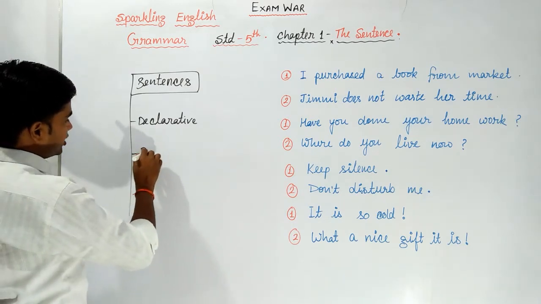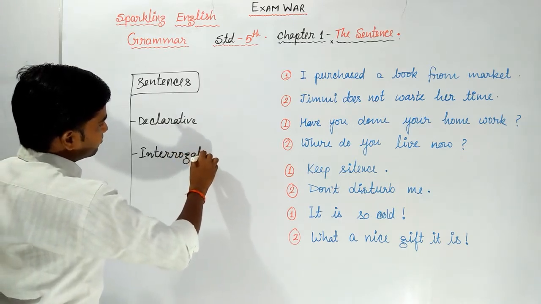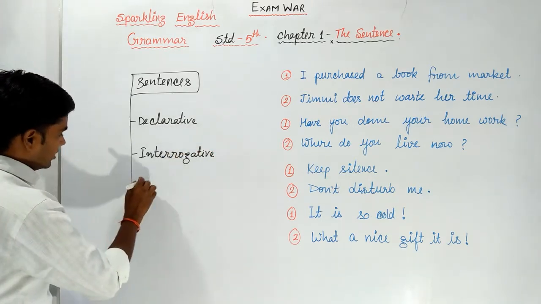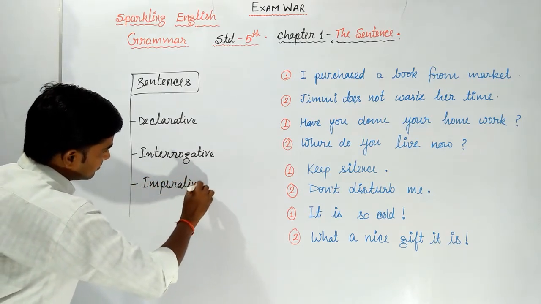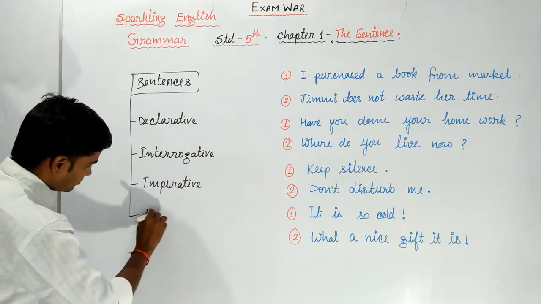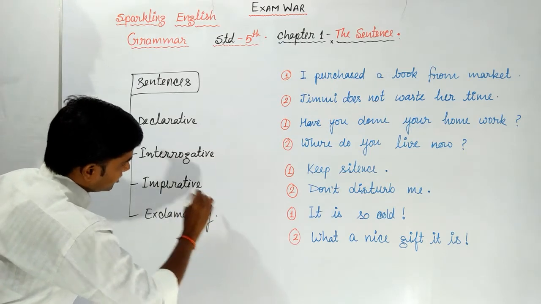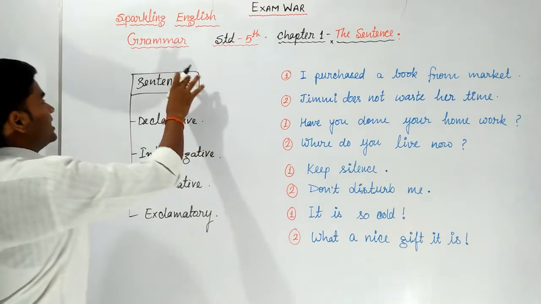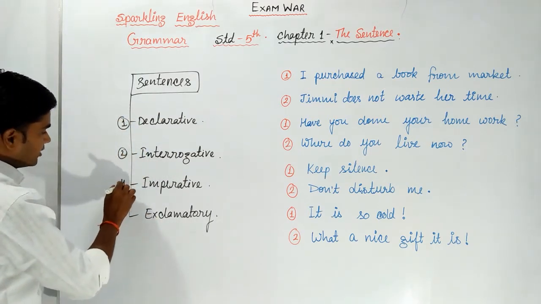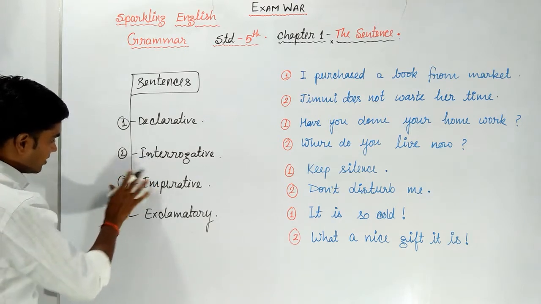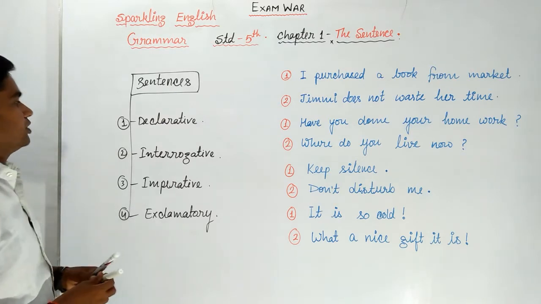Second one, interrogative sentences. Third one, imperative sentences. Fourth one, exclamatory sentences. So sentences can be classified into these four types. What are those four types?